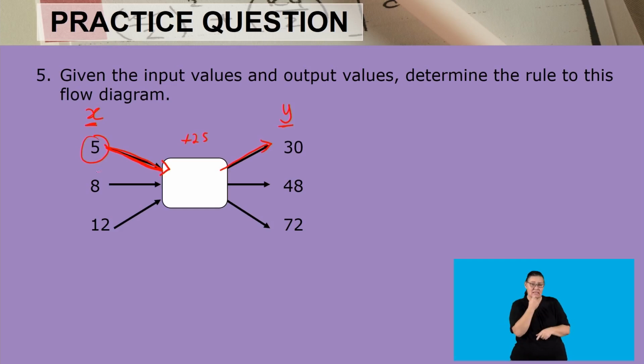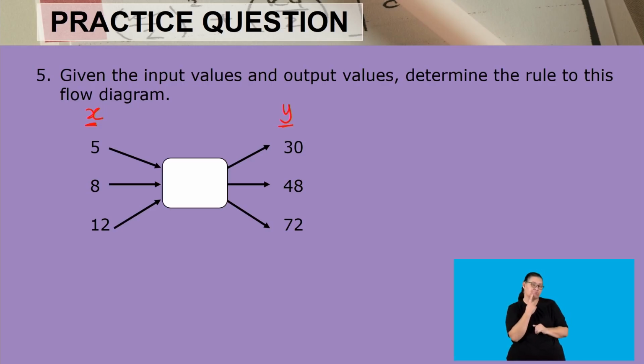Now, if we look at the next one, 8, when we add 25 to 8, it does not give us that 48. So that means that it cannot possibly be adding 25. So what else can be done for us to move from 5 to 30? But again, the same rule needs to apply with moving from the input of 8 to moving to the output of 48. So what do you think happened here, and what do you think the rule is?